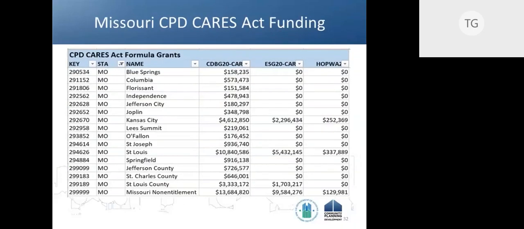Here are the Missouri CPD CARES Act funding for all 16 or so grantees that we have in the state of Missouri, from Blue Springs down to Missouri non-entitlement, which is the state of Missouri, for all three grant source streams of funding.